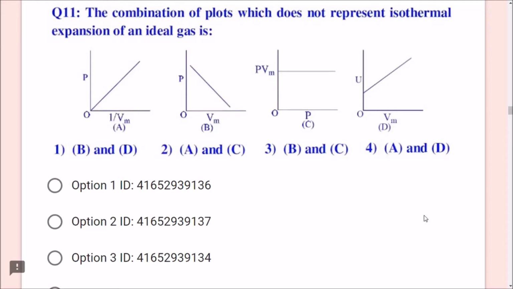Next, question number 11. The combination of plots which does not represent isothermal expansion of an ideal gas is, dear friends, as we know that isothermal expansion is PVm equal to K, that is graph C is correct. Yes, this is correct. Whereas PV is equal to K by Vm, that is graph A also is correct. But what are the graphs which are not correct? Yes friends, so B and D are not correct, so option number 1 is the correct option, friends.